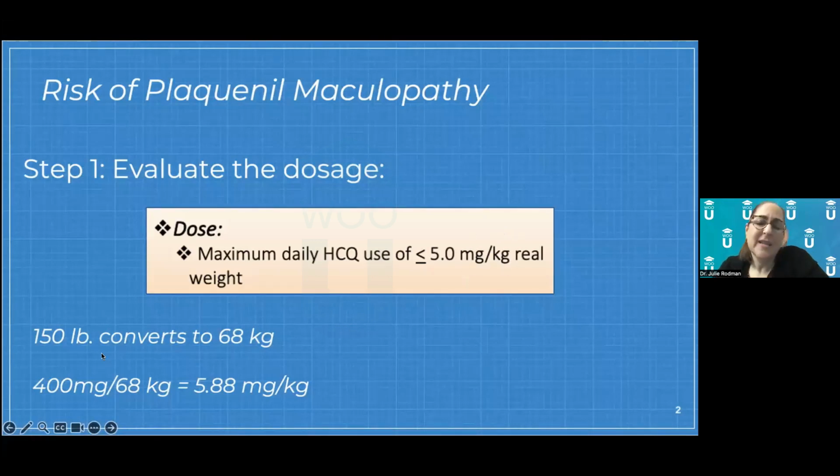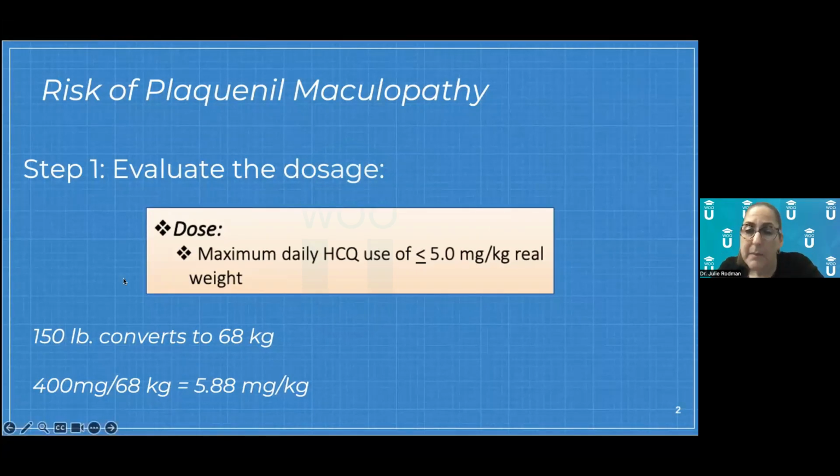So let's take an example of a patient that weighs 150 pounds. We ask Siri, how many kilograms is 150 pounds? That converts to 68 kilograms. The patient tells you they're taking 200 milligrams BID, which is the recommended dose. So that comes out to 400 milligrams. If you do the conversion, 400 milligrams divided by 68 kilograms comes out to 5.88 milligrams per kilogram.